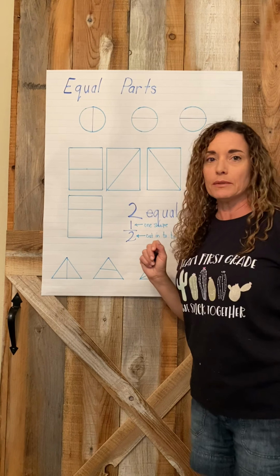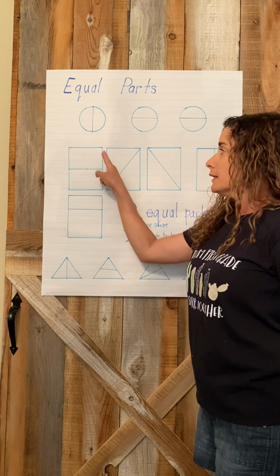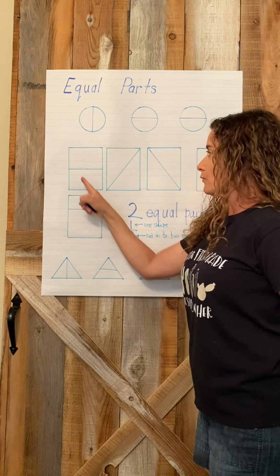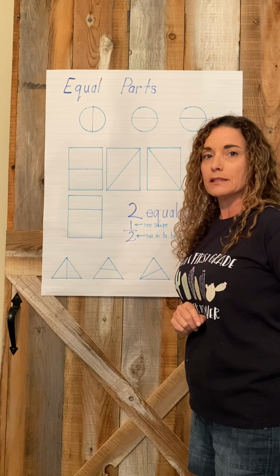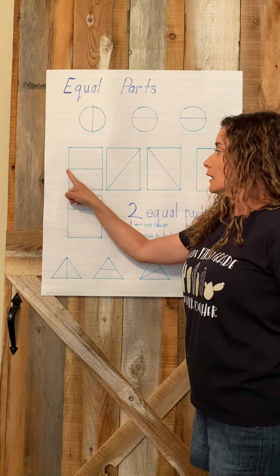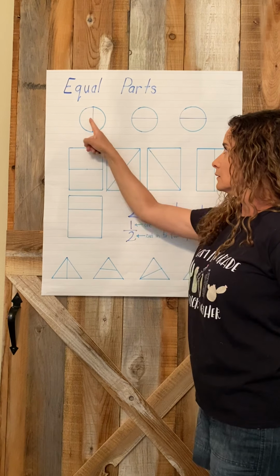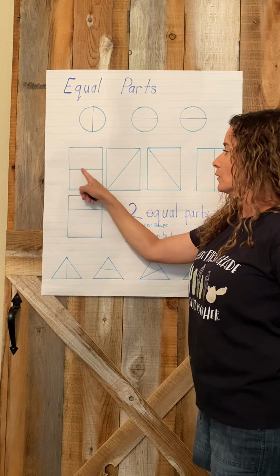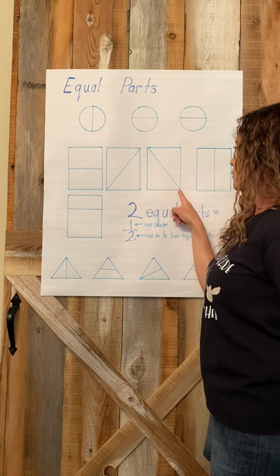Okay, the same can be done with a rectangle. Remember, we talked about rectangles last week. We said that they had two equal sides that were long and two equal sides that were short. Now, if I cut this right here and these two sides are exactly the same size and the same shape, they're equal parts or halves. Now, in circles, you can cut it in the middle, or with rectangles, you can cut it not only horizontally or vertically, but you can cut corner to corner.